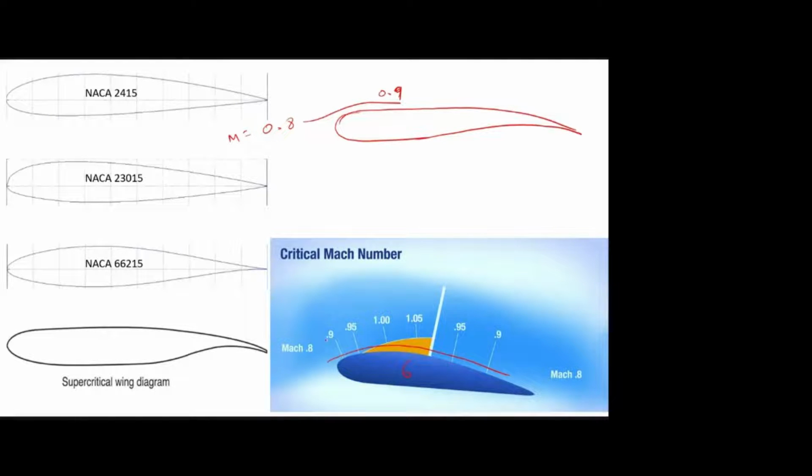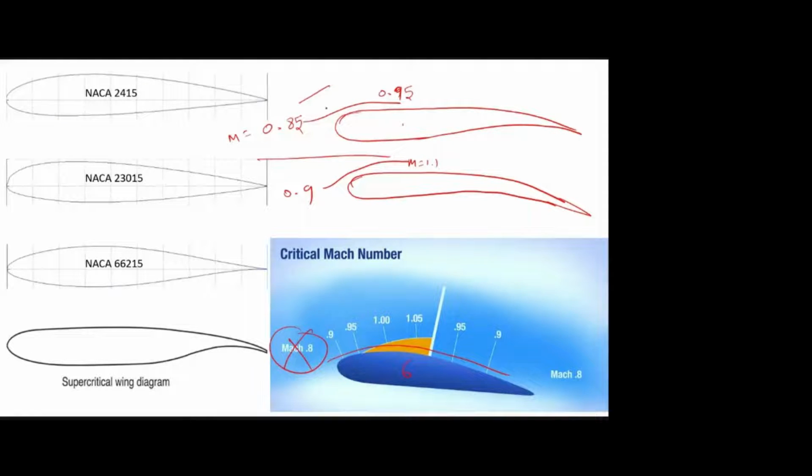If you use a 6 series, the aircraft cannot fly at 0.8. But if you use this supercritical airfoil, because of the flat surface, there is less acceleration. So 0.8 is simply accelerated to 0.9. If you further increase to 0.85, it may be accelerated to 0.95. And if I further increase to maybe 0.9, it may be accelerated to Mach number 1 or 1.1. So instead of the 6 series airfoil, if you use this supercritical airfoil, the aircraft can fly up to 0.85. But if you use this 6 series, it may fly only up to 0.75.